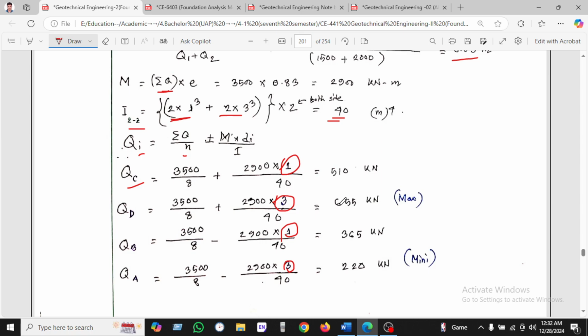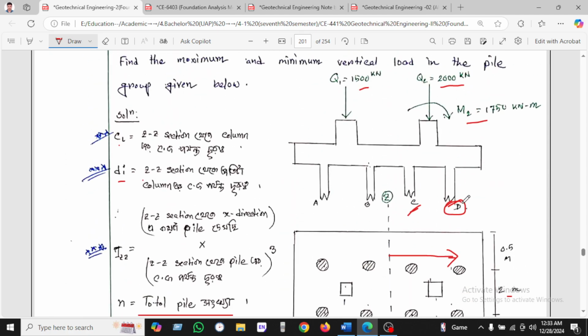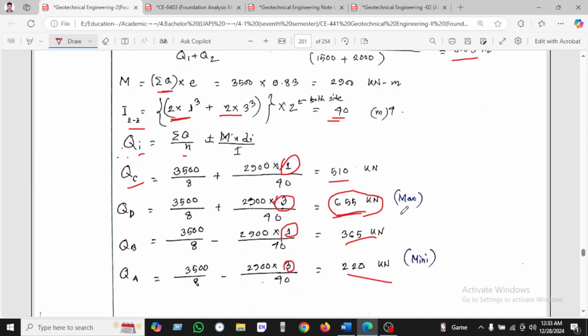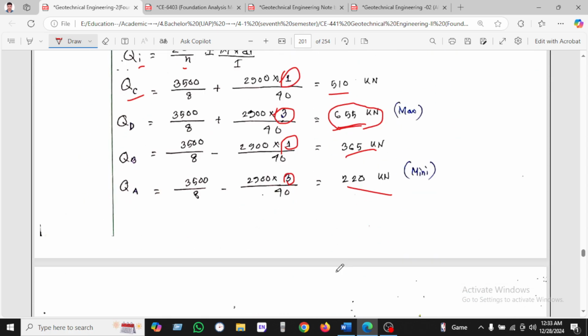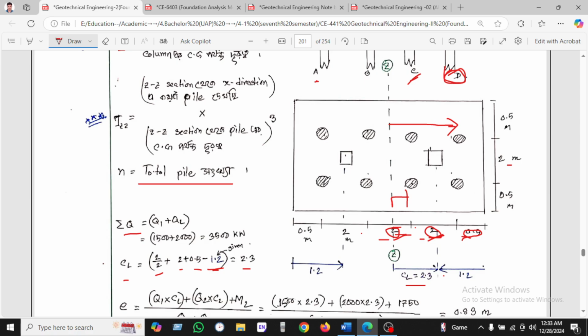So after using this formula we'll find the 510, 655, 656 and 220. So maximum load is taken d, so we can use the d. So maximum load has taken the d, which is far away from CG, and the minimum taken the a, which is 220 kilonewton.